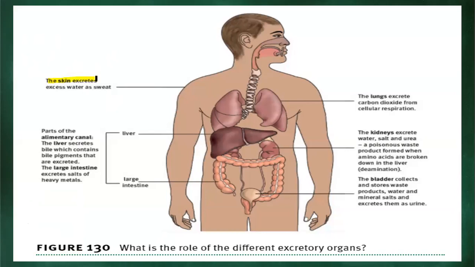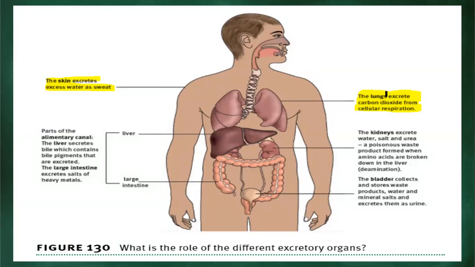You have the skin. The skin excretes excess water as sweat. We have the lungs. Excrete what? Carbon dioxide from cellular respiration. Remember last week when we did gaseous exchange, we learned that you breathe or you inhale oxygen and you exhale what? Carbon dioxide. And we discussed the whole process of how gaseous exchange occurs in the lungs. So after that carbon dioxide is released, it is then transported outside the lungs. So it's excreting that waste.